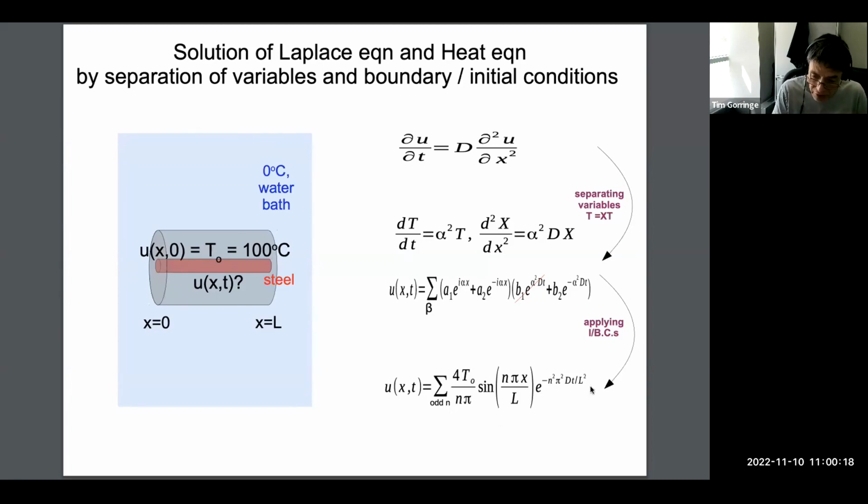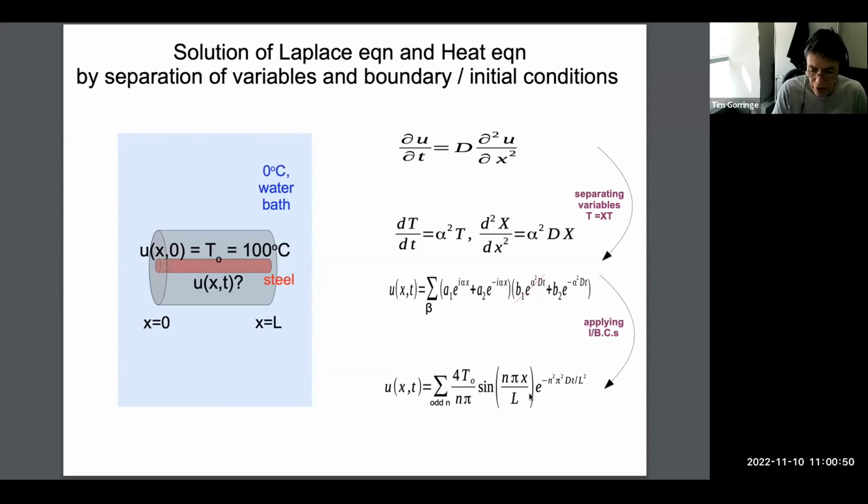If you look at the time dependence, it says that with time, the temperature of the rod is going to decrease towards 0. So this is controlling the time dependence of the solution and is going to drive the steel rod to the equilibrium temperature of the water bath. And then it contains the x dependence of the temperature along the length of the steel rod.